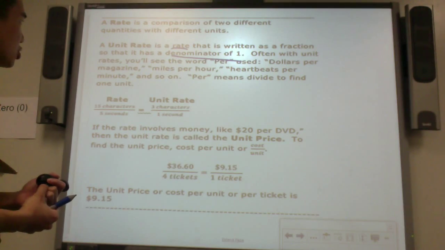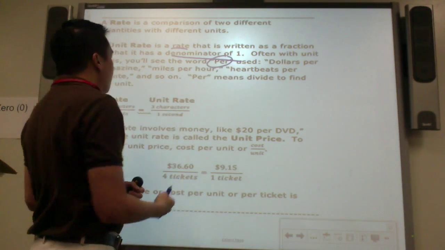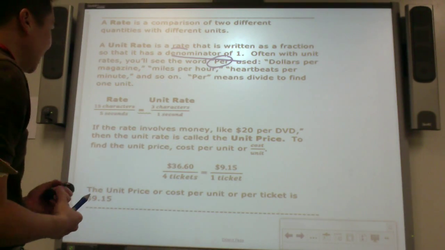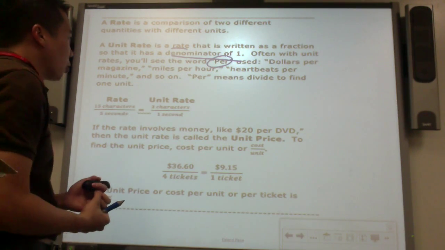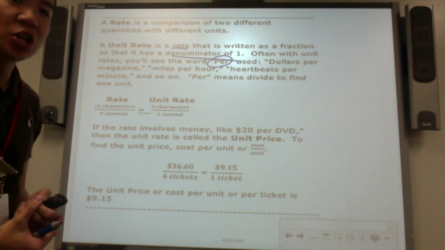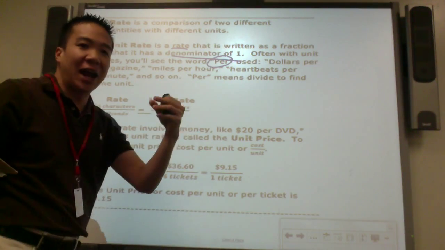Often with unit rate, you'll see the word per. Dollars per magazine. Miles per hour. Heartbeats per minute, and so on. Per means divide to find one unit. So it's for every one unit.